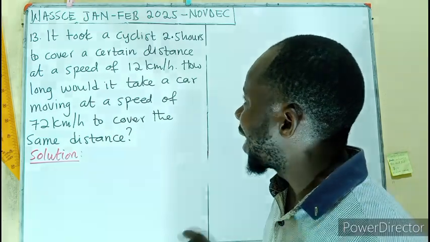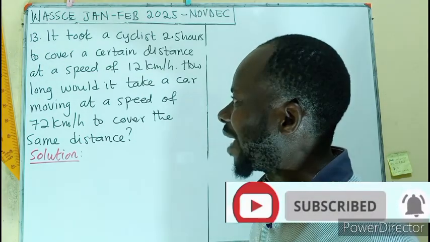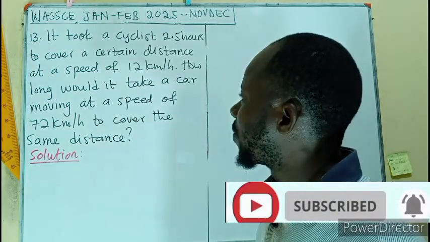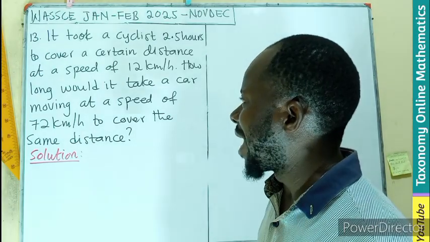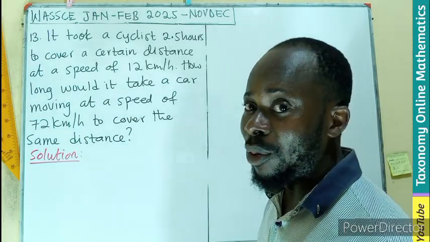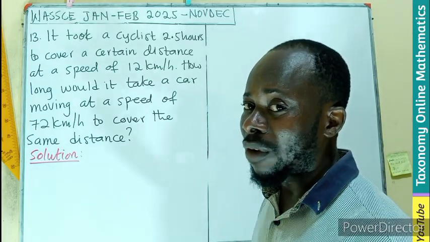It took a cyclist 2.5 hours to cover a certain distance at a speed of 12 kilometers per hour. How long will it take a car moving at a speed of 72 kilometers per hour to cover the same distance? Now, this can be solved in two ways.